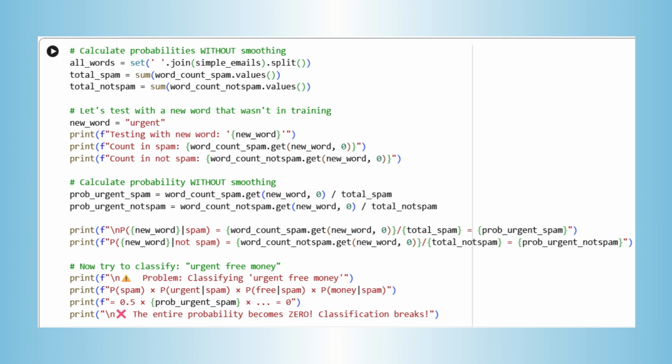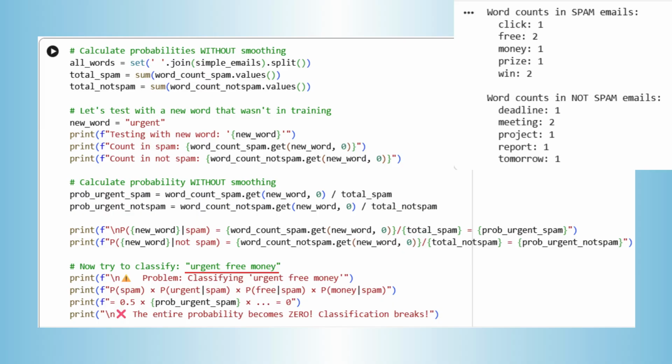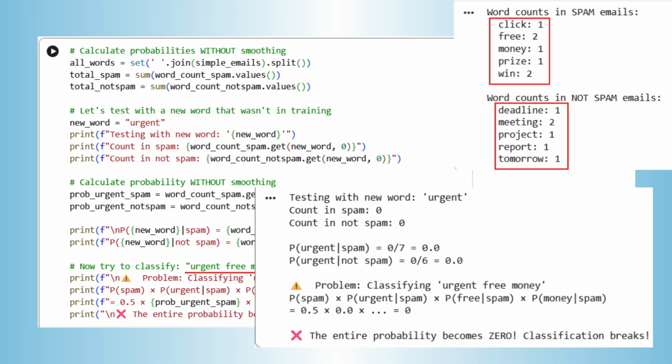Now it's time to calculate the probability. Let's take an email which contains the words urgent free money. We need to find the frequency of these words in the input dataset. If we notice, the word urgent is not present in the input dataset. So, the probability of word urgent being spam is 0 and the same for not spam as well. Now, if we try to calculate the probability of this email being spam or not spam, we get 0 probability for both the classes. And we are unable to classify this email.